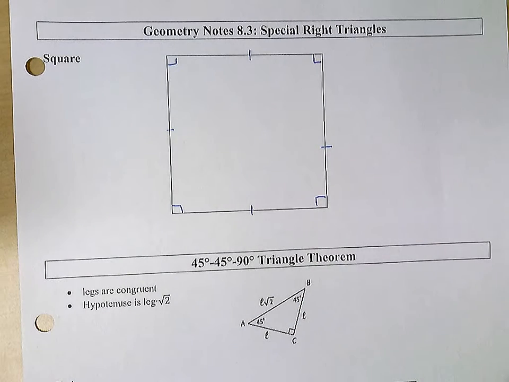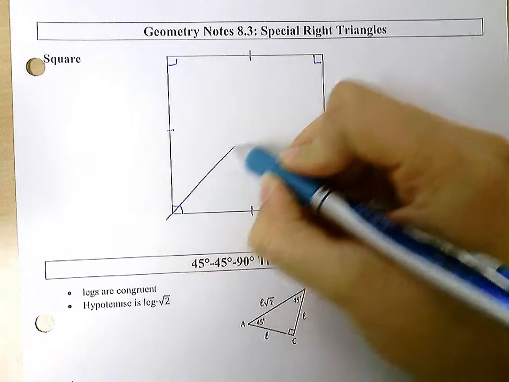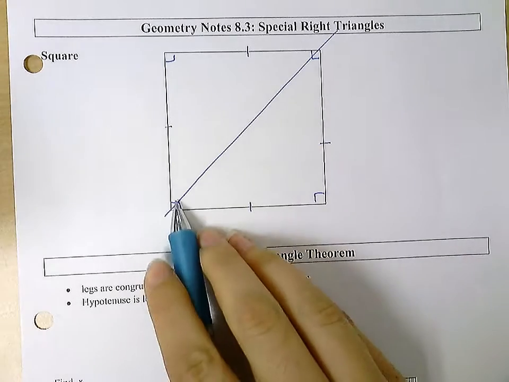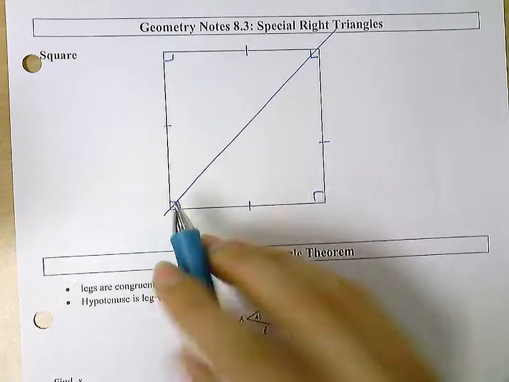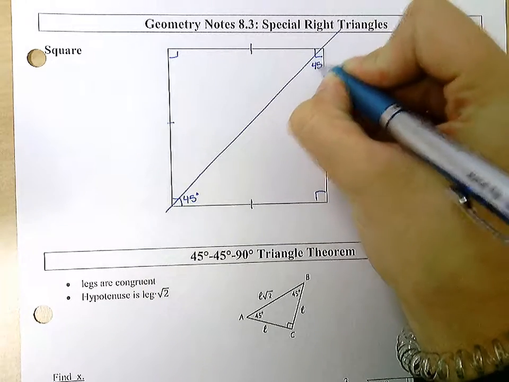Good. So what I'm going to do, since we're not talking about squares in this chapter, we're talking about right triangles, I'm going to draw in a diagonal from corner to corner here. I just split this into 2 right triangles. Now when I drew in that diagonal, it split my angle of 90 degrees in half. So each of these are 45 degrees.